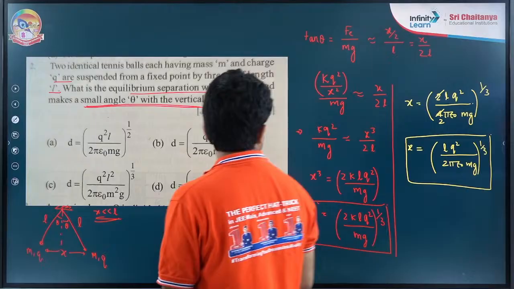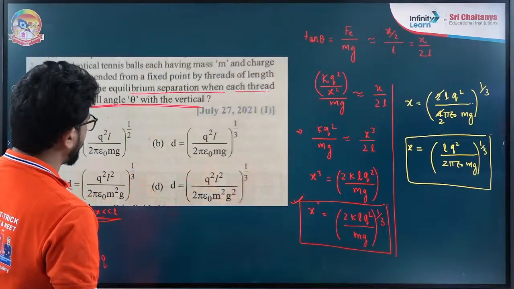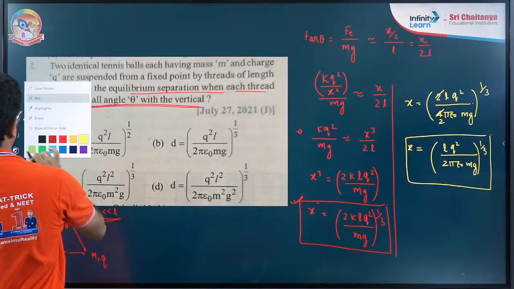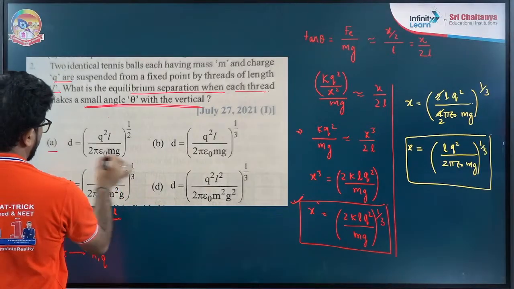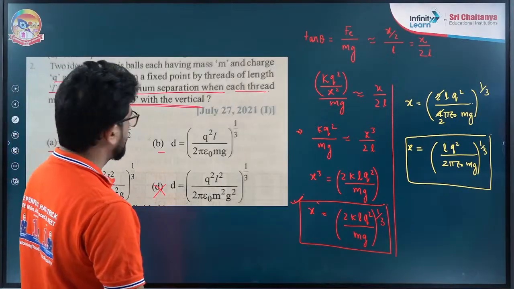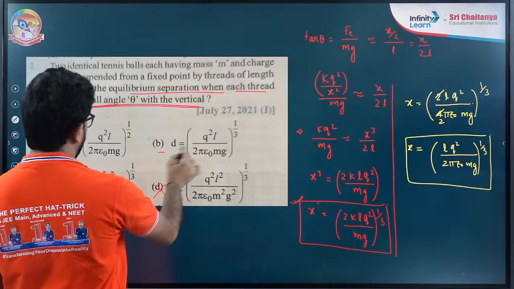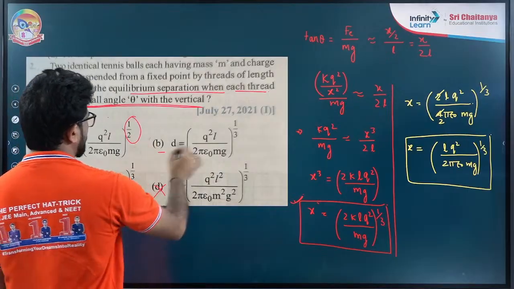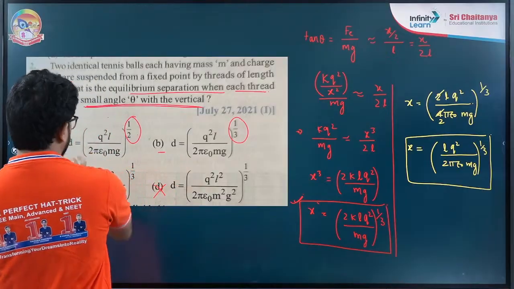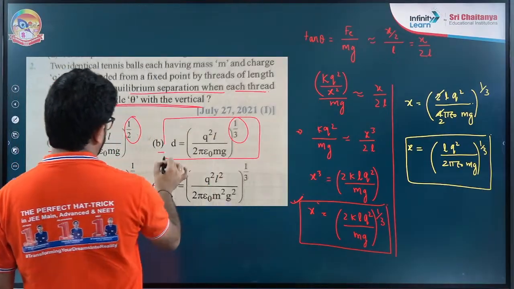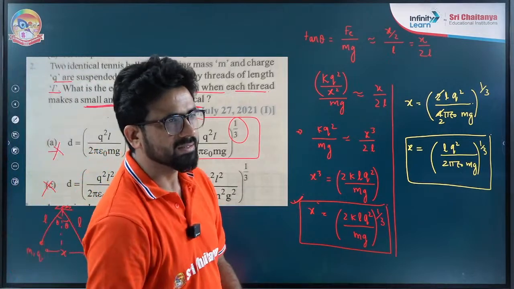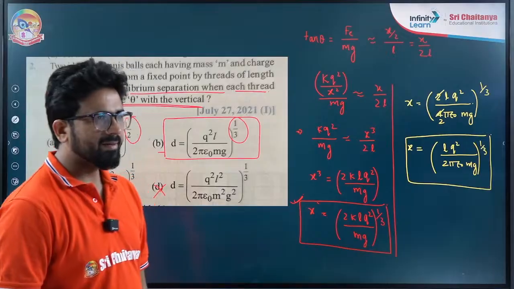Any options? You can check it. Q square L approximately everywhere. The first two options may be possible, but these two options are cancelled. Next, q square L, this power is 1 by 3. This power is 1 by 2 and 1 by 3, this is also cancelled. Only this option is correct. You have to understand this, directly you can write it and get the answer. Option B. Everyone is getting it, beta?